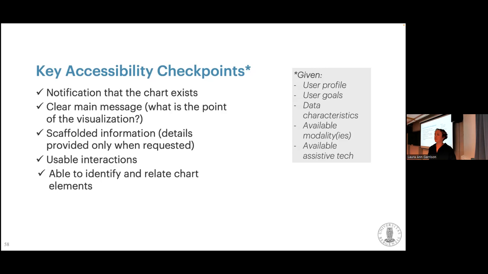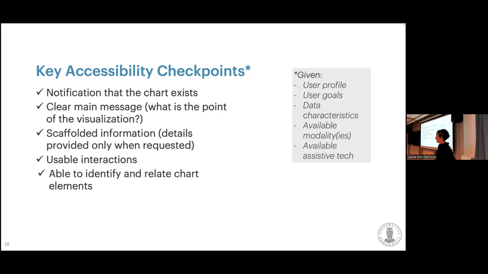But for these that are specific to accessibility, are you providing some notification, how do they find out what's happening? Are you providing a clear main message? So you're giving like a quick summary. This is something that a lot of data journalism outlets do quite well, but this is something that is always helpful to keep in mind. And it also is helpful for you. If you don't know why you're creating a visualization, then what's the point of it anyway?